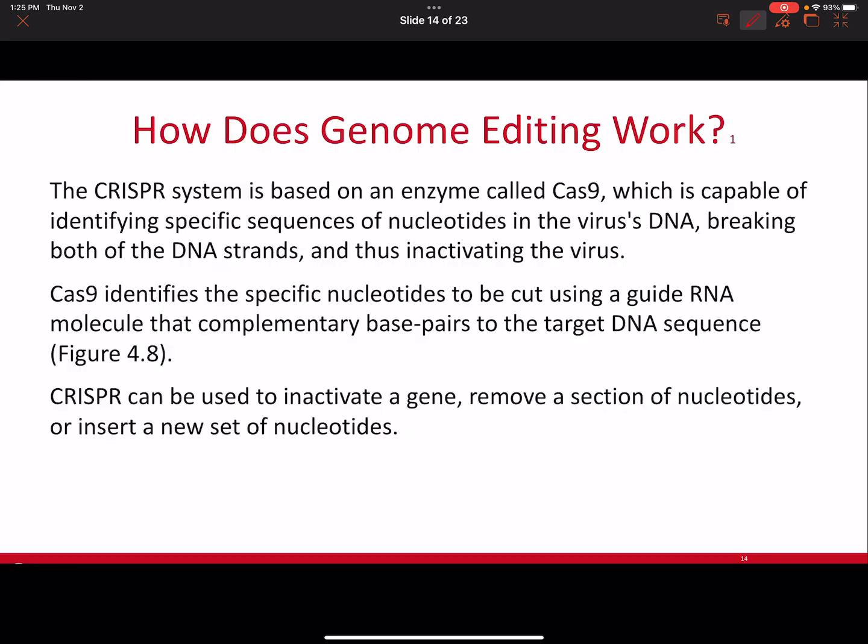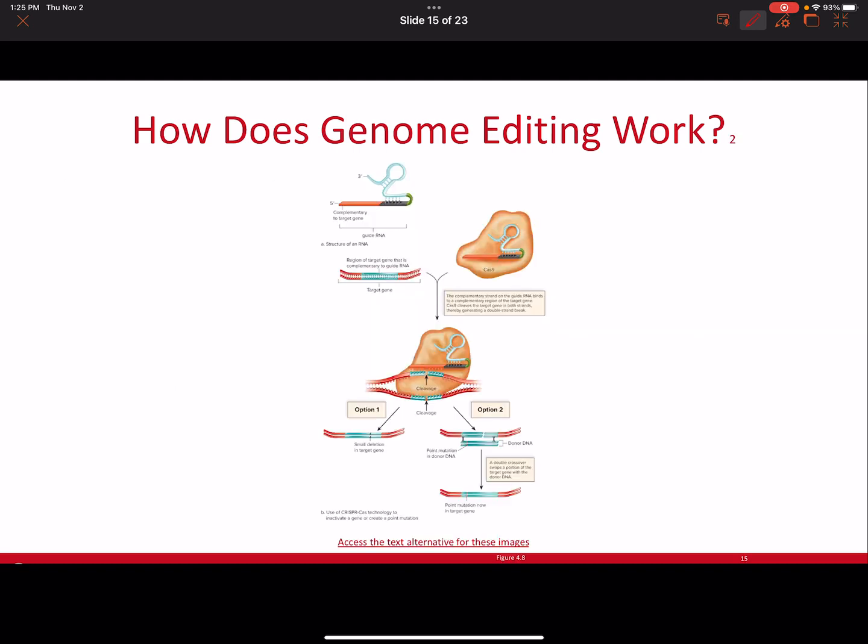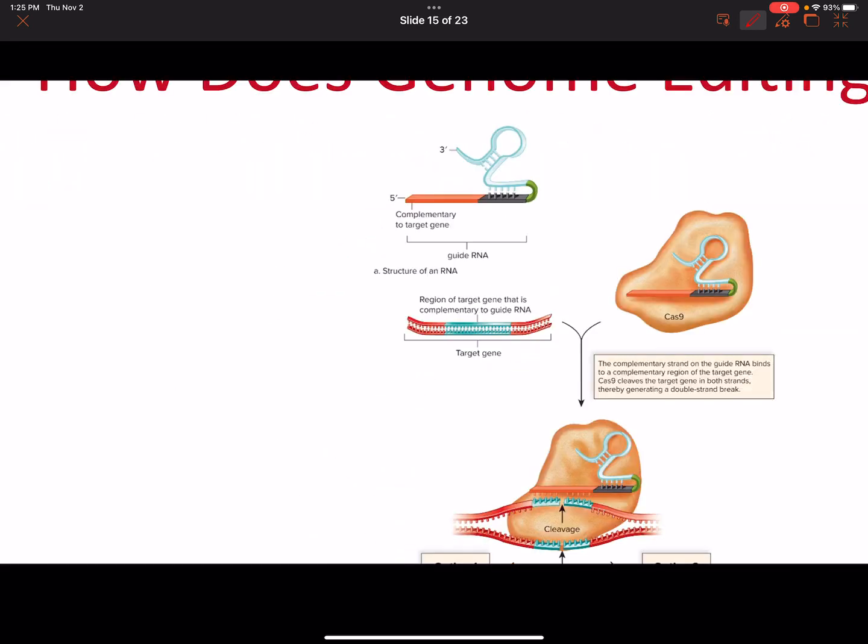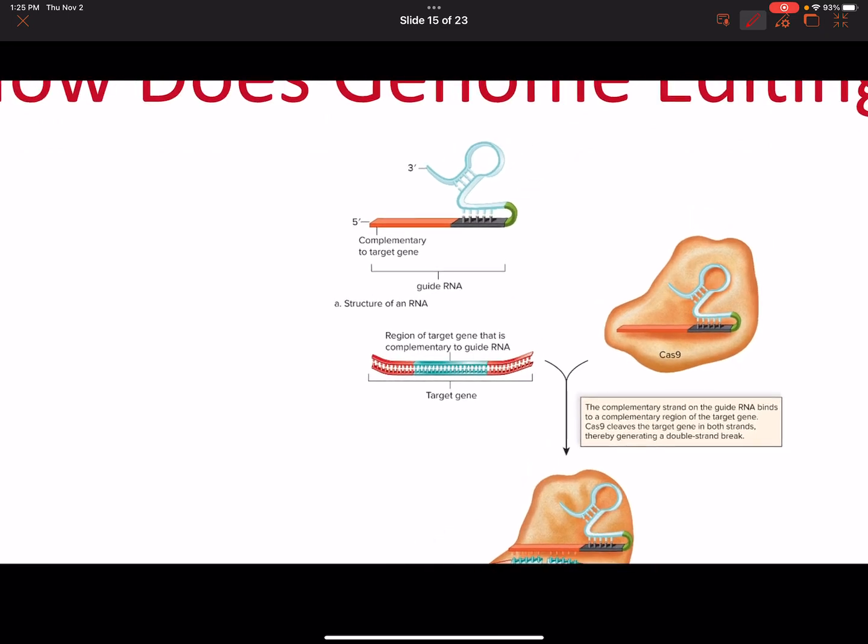And so we can do genome editing, and genome editing is pretty exciting because of this new thing called CRISPR. It's based on an enzyme called Cas9, and Cas9 is capable of identifying specific sequences of nucleotides, breaking both of the strands, and then inactivating the virus. This is the guide RNA here. So this would be what we want to have placed in our patient's DNA.